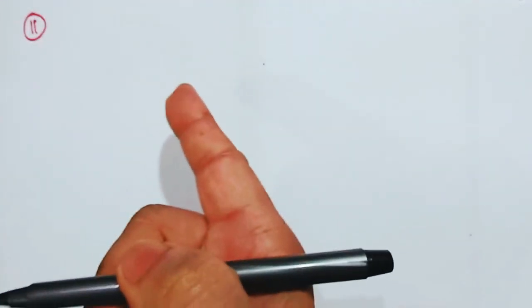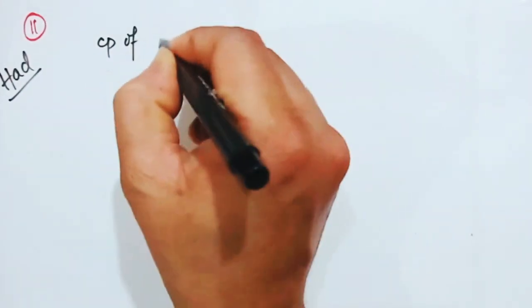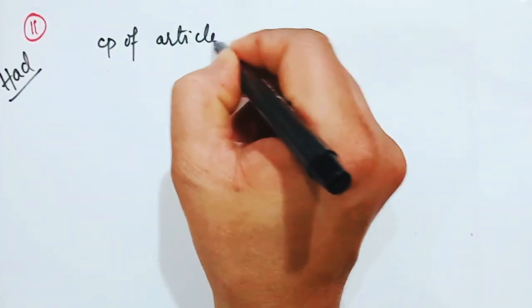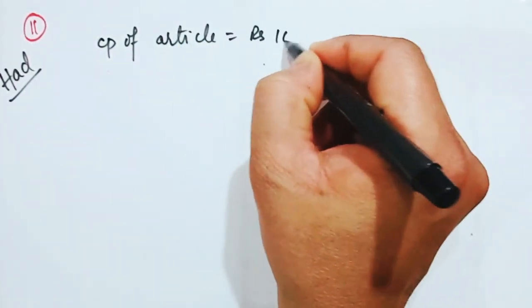Renu sold an article at a loss of 8%. Again the same type of sum I had told you. I call it the hard value sum. So Renu sold an article, which article I do not know. However, Renu sold an article at a loss of 8%. So the cost price of the article is equal to rupees 100.